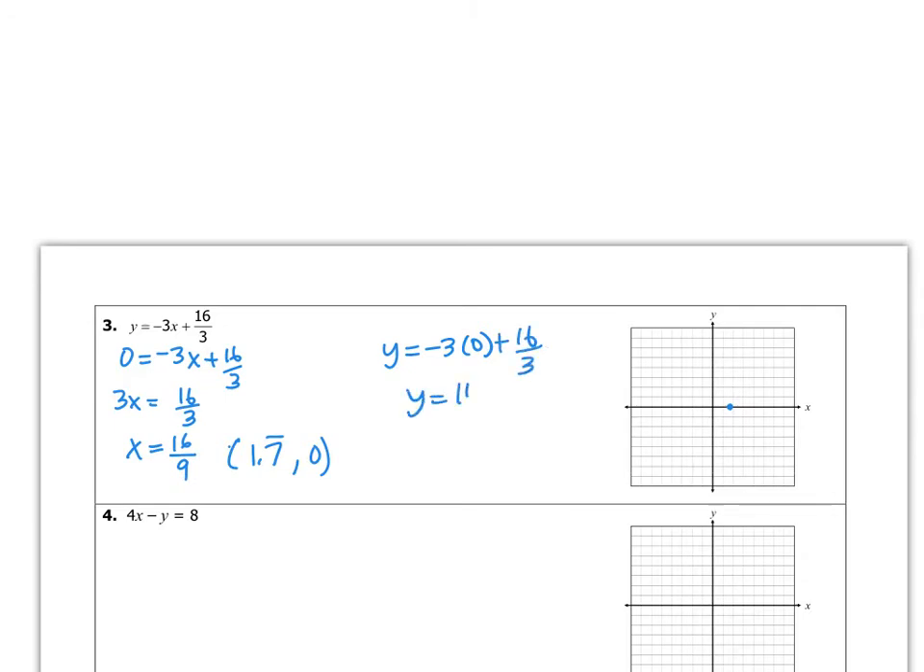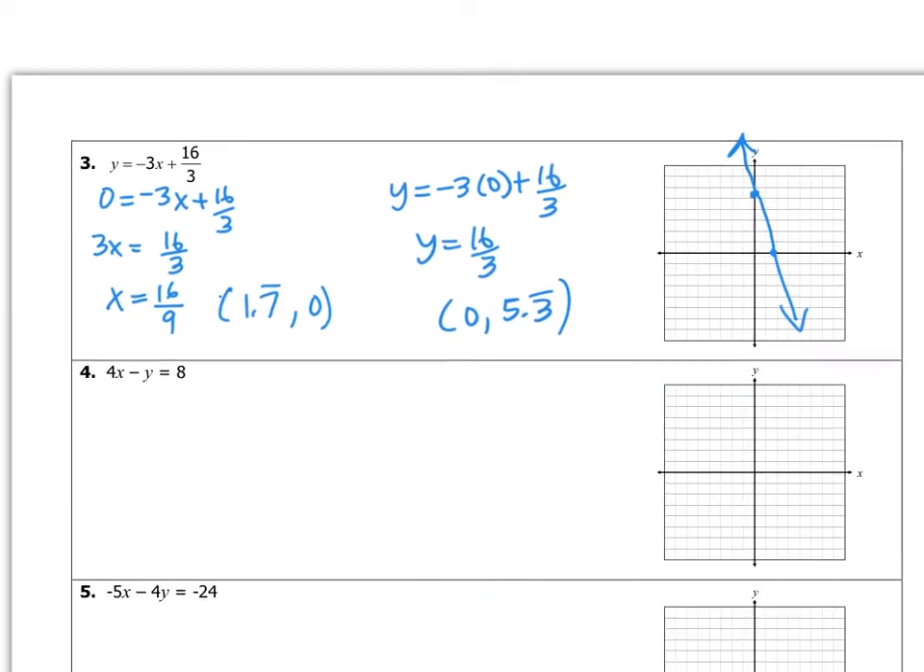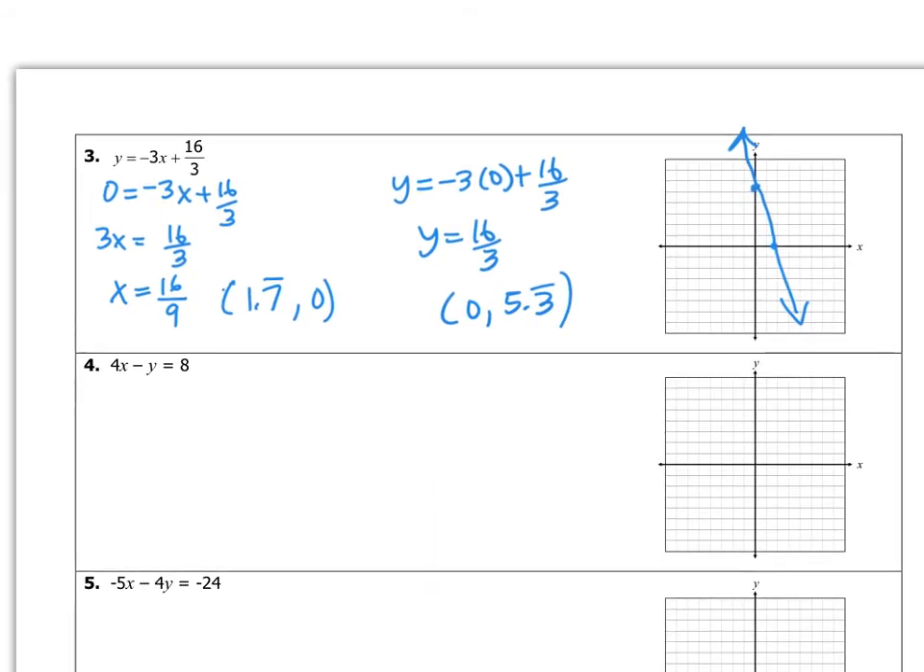Then y is 16/3, which is about 5.3, and the 3 is repeating. So that would be 1, 2, 3, 4, 5, and a little bit. So it kind of looks like this. I know it's really hard to draw the lines here, but if we were in the classroom, we would use our ruler and use paper and have it so much more accurate.